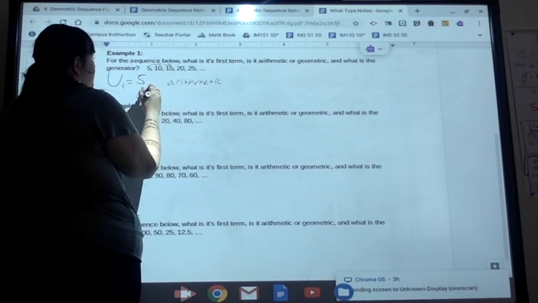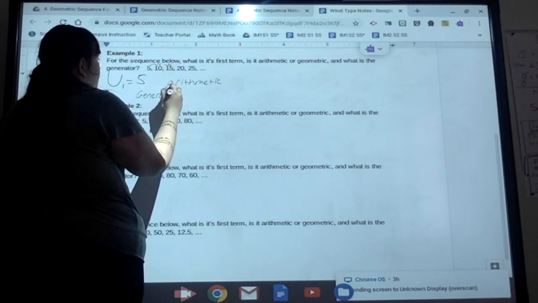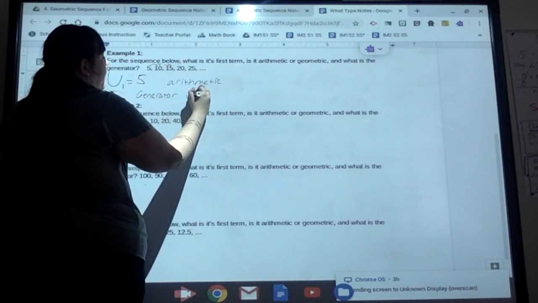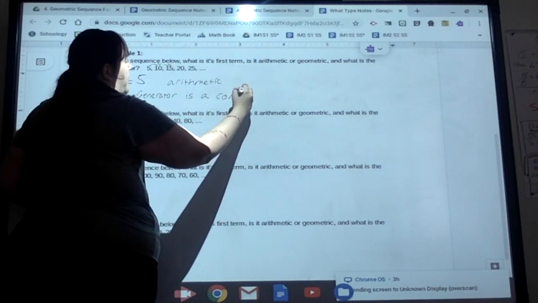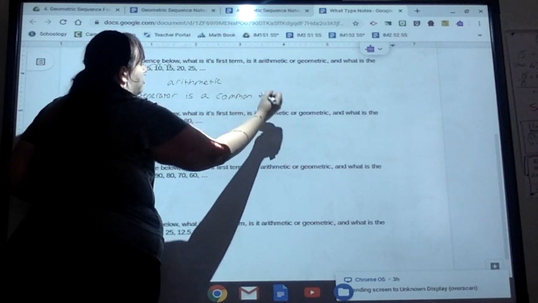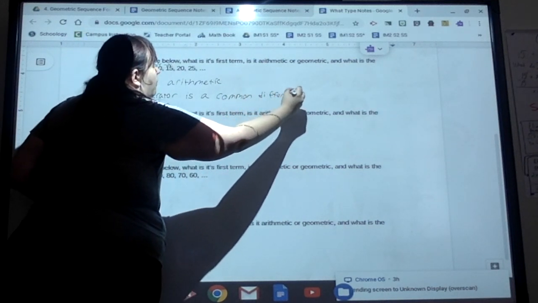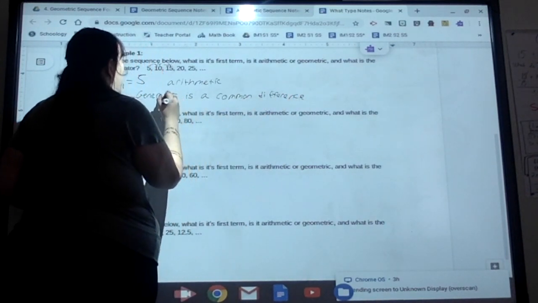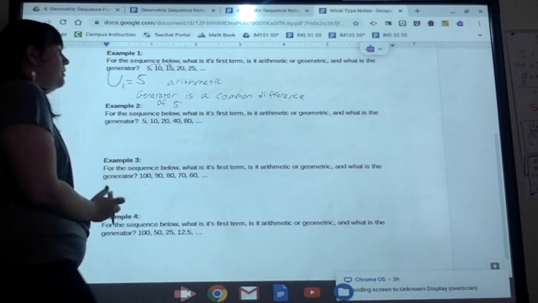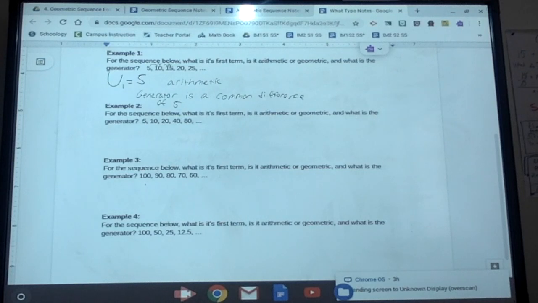And the generator, because it's arithmetic, we use the word common difference of 5. And that's the generator.